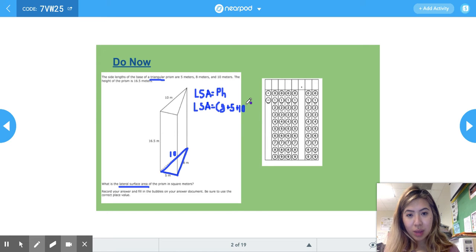And then I'm going to have to multiply the perimeter of the base shape with the height of the prism, which is 16.5. According to order of operations, I have to do whatever is in the parentheses first. So 8 plus 5 plus 10 is 23. And then I'm going to multiply 23 times 16.5.